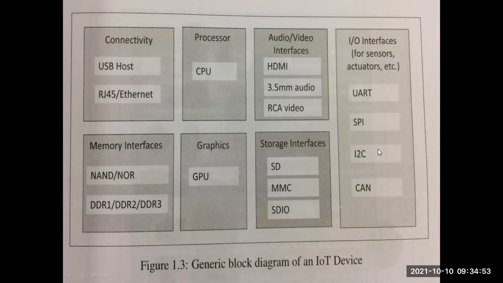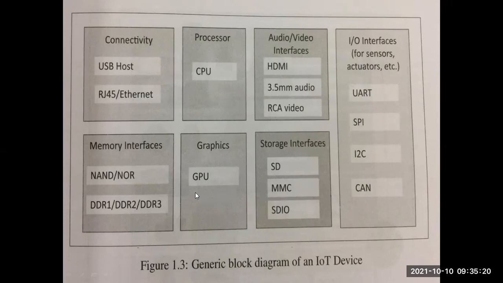These are the different sets of protocols. One is called UART. UART is the universal asynchronous receiver/transmitter. SPI, serial peripheral interface. I2C is the inter-integrated circuit protocol, and CAN is the controller area network. These are the protocols for the communication IO interface. For storage, either SDMMC or SDIO. This is the storage interface.